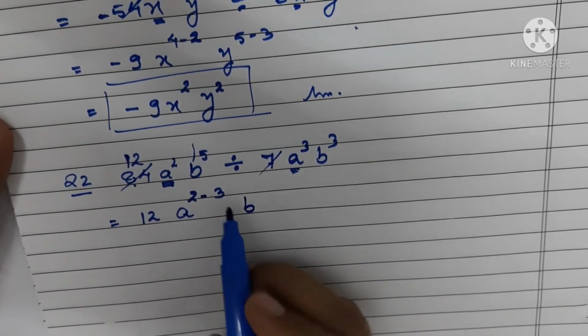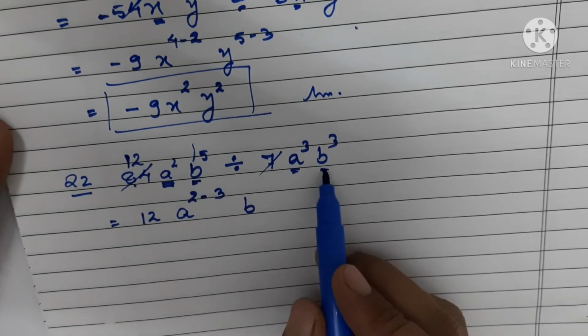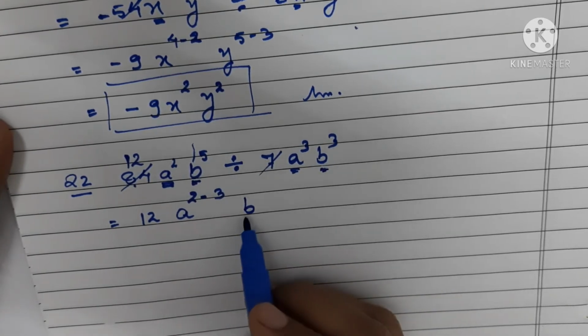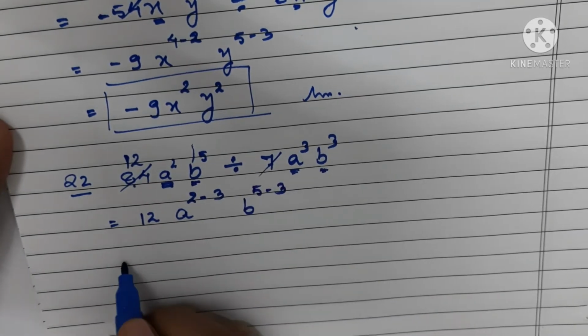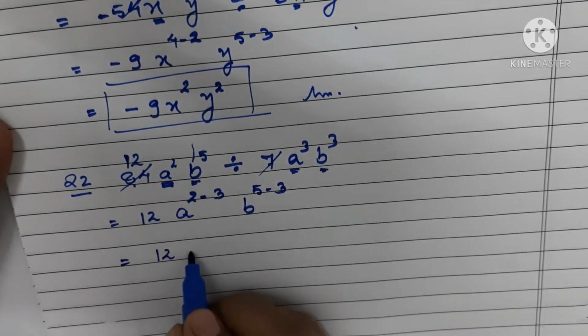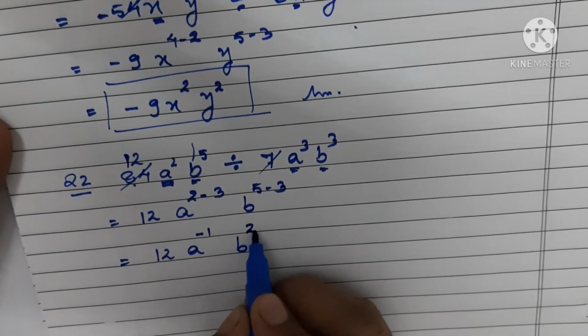And then again the variables are the same, b: here it is b to the power 5 and here it is b to the power 3. So b to the power 5 minus 3. What we are getting here is 12, a to the power minus 1, and here it is b to the power 2.